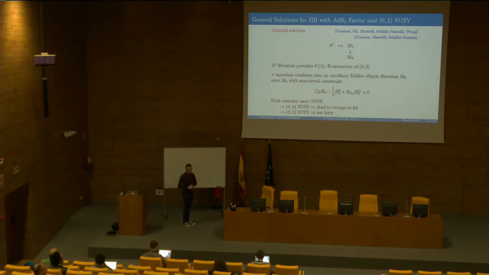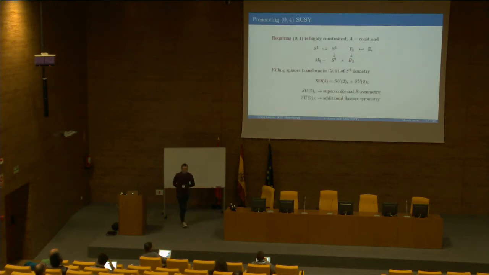Of course, you look at this equation and it's a little bit tough. So you think of what you can do a little bit easier to start with, and first of all, we thought, well, let's look at some more supersymmetry. (0,4) supersymmetry is interesting. It's dual to strings in 6D. So let's do that first. We can also see some (2,2) supersymmetry later.